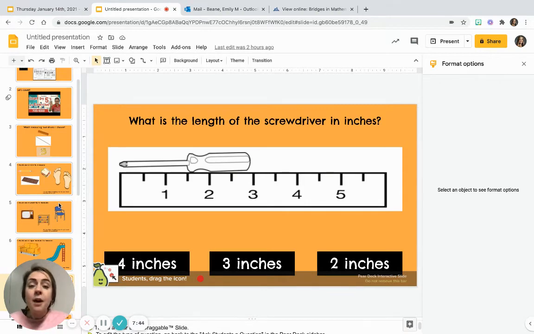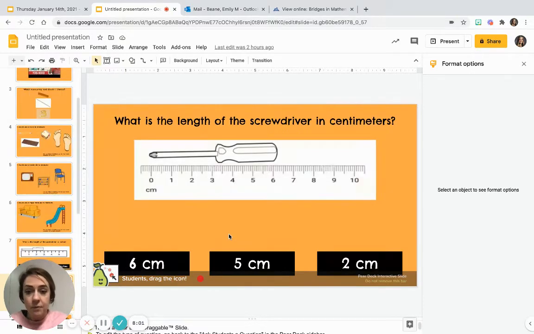All right, so now this is where the Pear Deck slides come in. So if you have opened the Pear Deck slide, you can drag your dot and practice measuring. So this says, what is the length of the screwdriver in inches? So is this 4 inches, 3 inches, or 2 inches? And you'll drag it. Okay, another one. This one's in centimeters, so that's why they're closer together. What is the length of the screwdriver in centimeters?